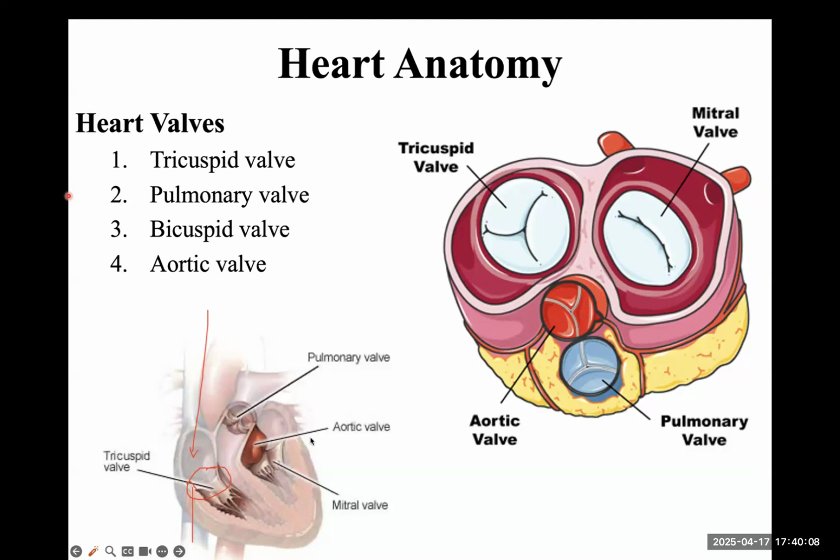So we have four valves. That's what is preventing the blood from going backwards. We have tricuspid, pulmonary, bicuspid valve, and aortic valve. So if you take this heart and make a transverse cut in this direction, kind of around this area, and then you look at it from the top, this is what you're going to see. You can see all four of the valves from the top at the same time. You could try it.